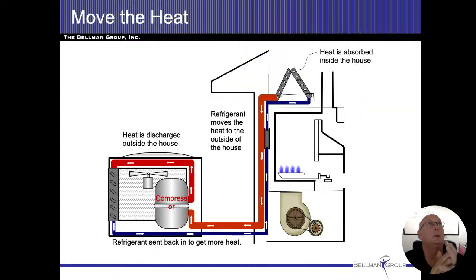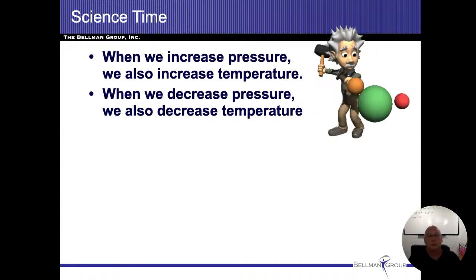So in short, this is our typical air conditioning system. I'd like you to realize there are basically four different components that come in here. So as we look at this, let's start over here at the compressor.